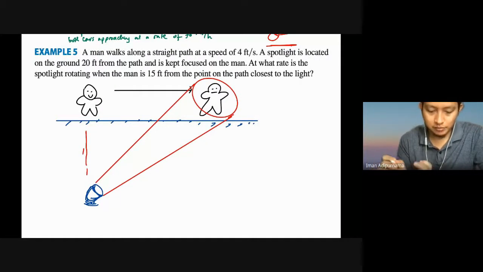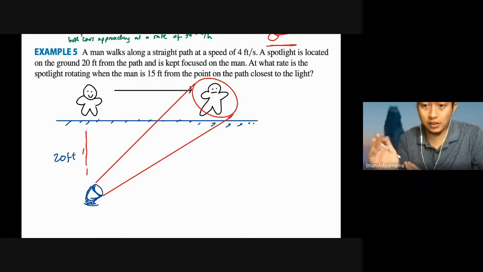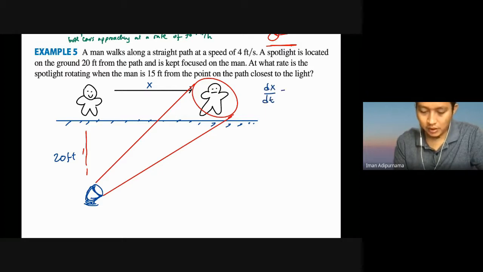Okay, let's name all the points here. This is 20 feet, always 20 feet, because the spotlight is fixed at that point. You cannot move the spotlight. It is rotating but not moving, right? So it's always 20 feet. And let's say we have x distance here, the distance that the man traveled as he is walking. You know that dx/dt is 4 feet per second.